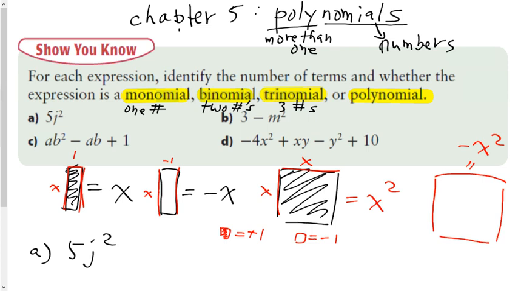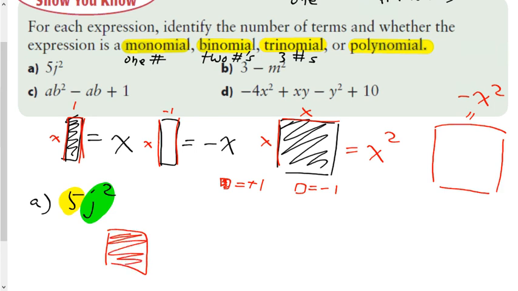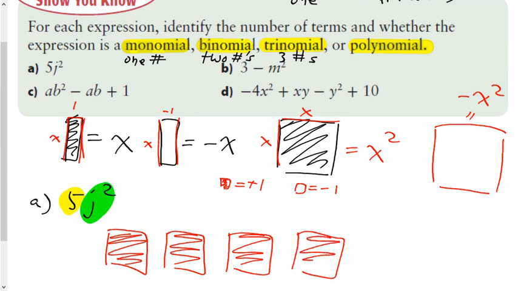So with that in mind, if I look at A, which is 5j squared, pictorially, this coefficient of 5 tells me how many of these I need to draw, right? So if a j squared or an x squared is represented with this big tile, I'm going to draw 5 of them because the coefficient says I have 5 of them. 1, 2, 3, 4, 5.